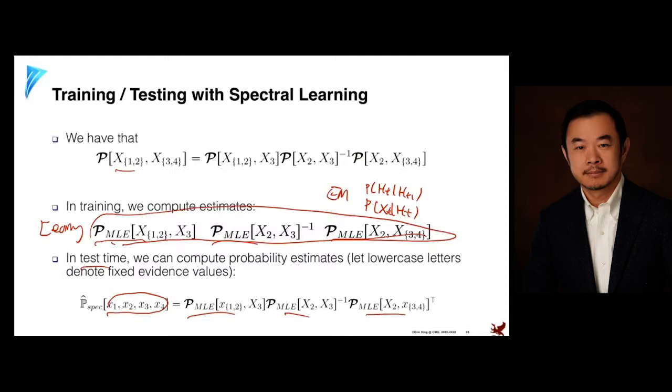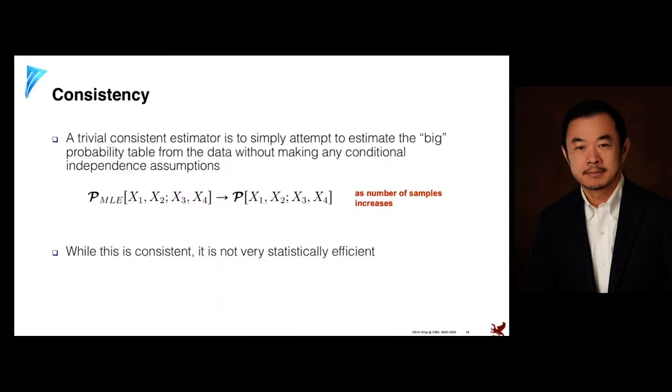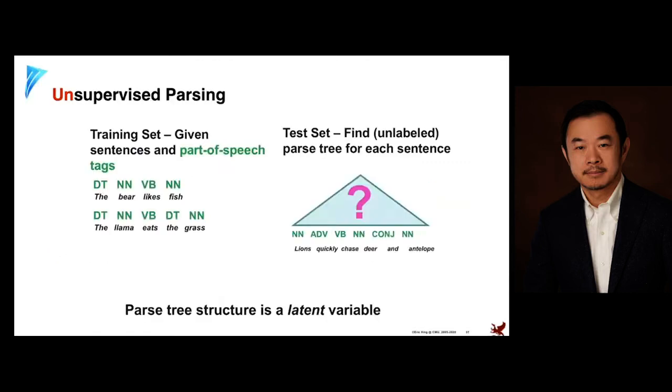You just collect counts, and then they will be used in this way to compute the probability of any future prediction sequences. Okay. And it is consistent because you can easily prove that the MLE estimator of a probability measure is going to be consistent once you have a large enough data set. Okay. Of course, it is not very statistically efficient. Okay, so let's see how we can apply that.